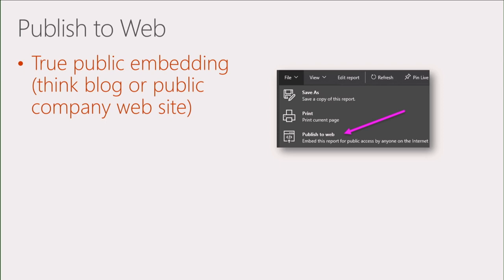Corporate sustainability reports, financial earnings, all of these are examples of where public data might be useful for your own organization. And so with Power BI, you can create a report, and then right inside your Power BI environment, you can click Publish to Web, and that'll give you an embed code that you can use right on your blog or website.